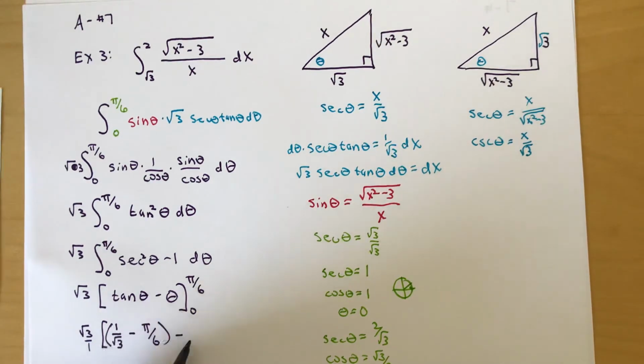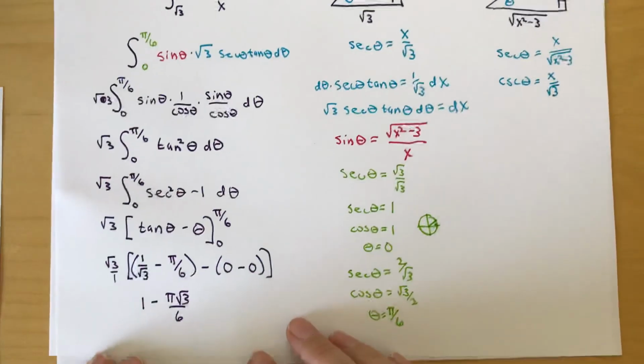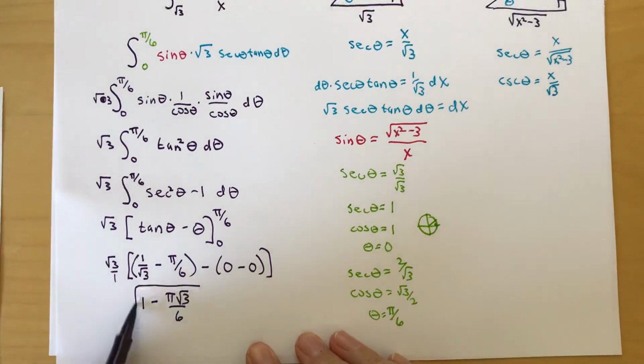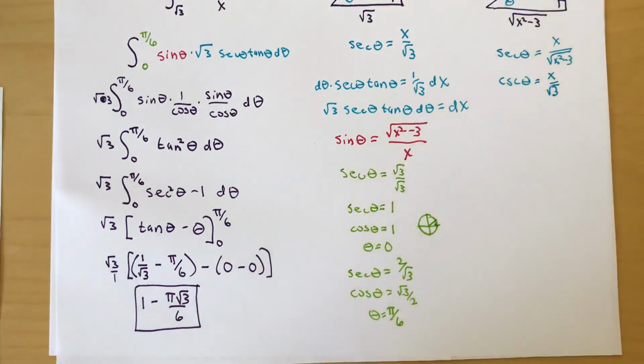and then tangent of 0 is 0, and theta with 0 substituted in is 0. So I end up just distributing this. Root 3 times 1 over root 3 is 1, and this will be pi root 3 over 6. Sorry if I went off the screen there. All right, so that's the last example.